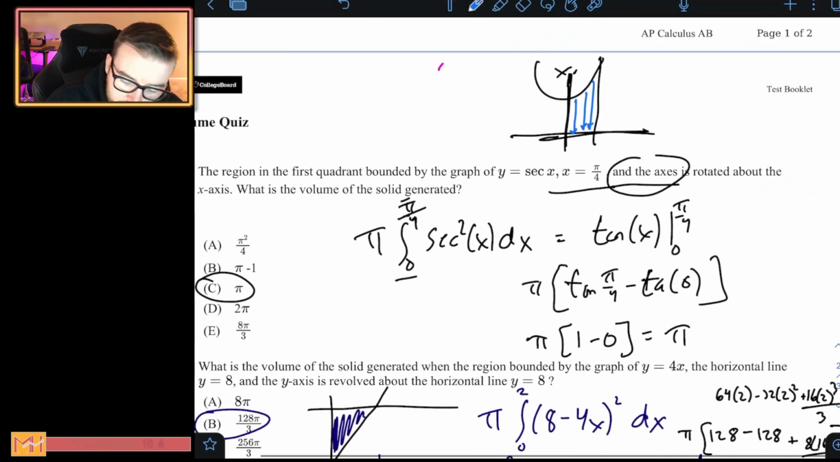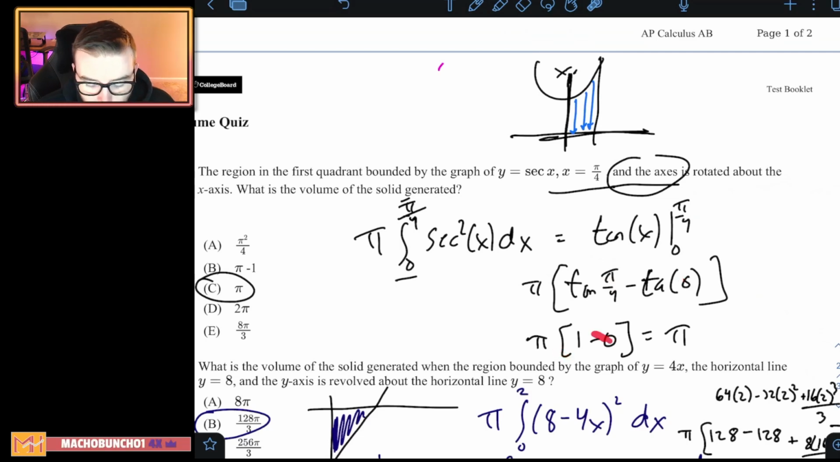So pi r squared, the integral from 0 to pi over 4. The integral of secant squared is tangent. When you plug in the bounds, tangent of pi over 4 minus tangent of 0. Tangent of pi over 4 is 1. Tangent of 0 is 0. 1 minus 0 is 1. And 1 times pi is pi.